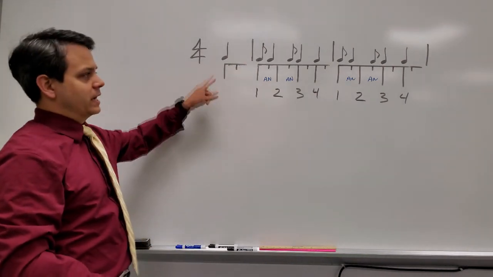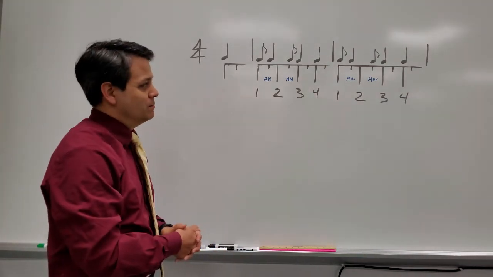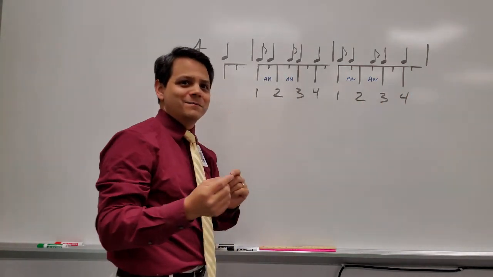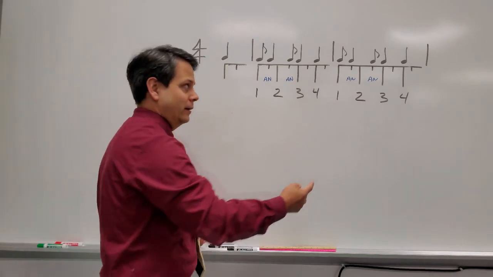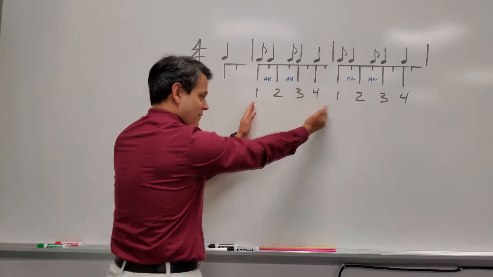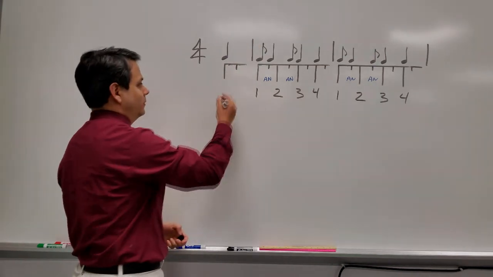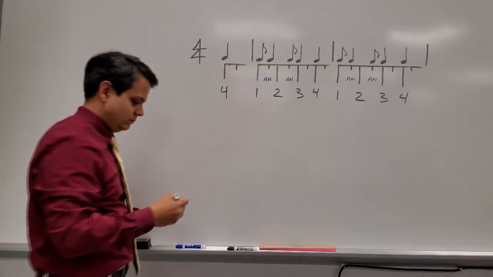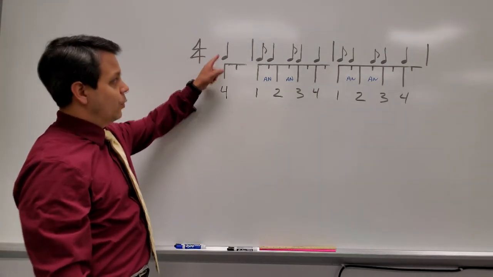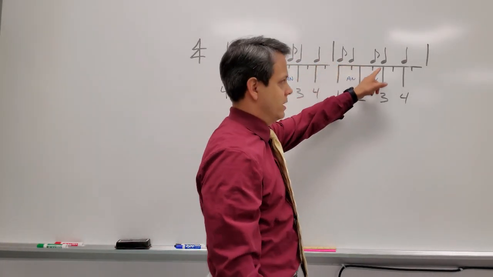So let's come back to this pickup note. Sometimes we have partial measures at the beginning of our music. So here we have 4 beats, 1, 2, 3, 4. What beat comes before 1? 4. So here we have a 4-beat measure. What beat comes before 1? 4. So the way we would count this rhythm is 4, 1 and 3, 4, 1 and 3, 4.